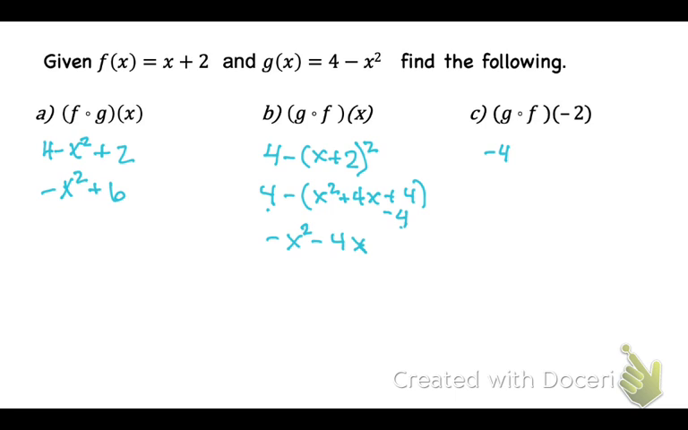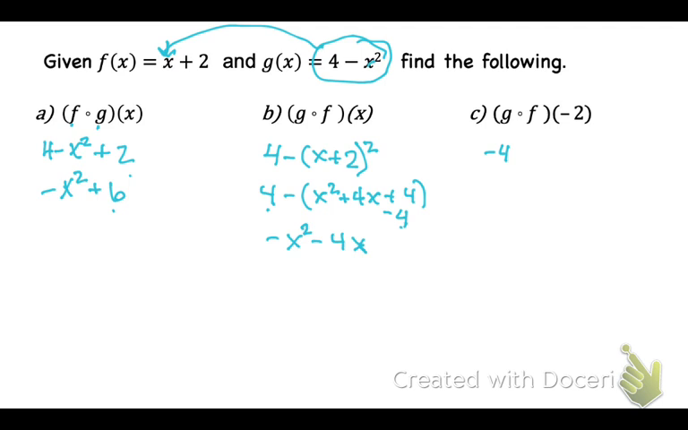Isaiah, ask me a specific question so I can answer it, please. The first one? You're plugging g into f. g is this whole thing, so that whole thing goes in for that x. So 4 minus x squared plus 2. 4 plus 2 is 6. Yeah, I made a mistake.